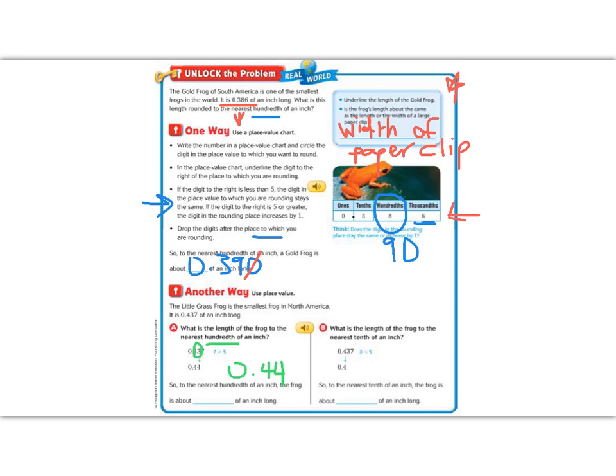Part B, what is the length of the frog rounded to the nearest tenth? So in this case, we circle the tenths place, which is a 4. We look next door and we have a 3. 3 is smaller than 5, so that makes us stay the same. So 0.4. So this number rounded to the nearest hundredth is 0.44, and rounded to the nearest tenth, it's 0.4.